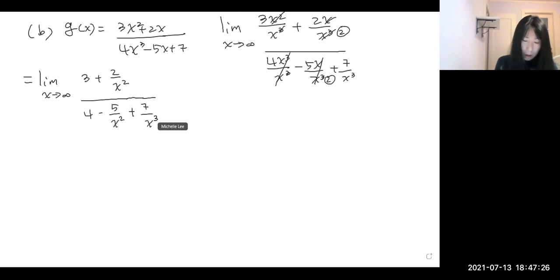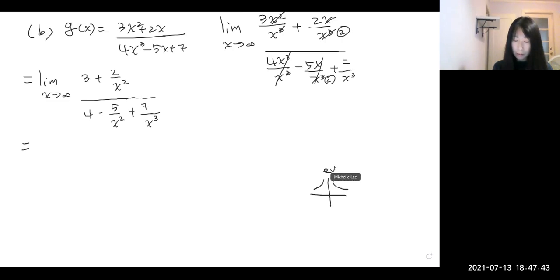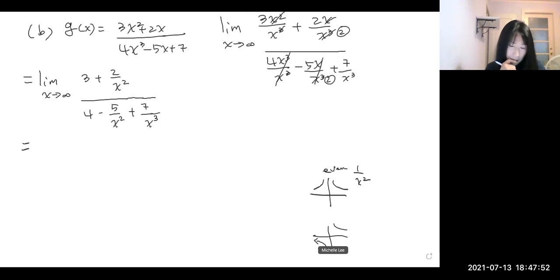Okay, all right, so this is the same as earlier, x squared, like this. Even power, 1 over x squared, like that. Quick question. For the 3x squared divided by x cubed, would it be 3 over x? Thank you. You're welcome. Thank you so much.